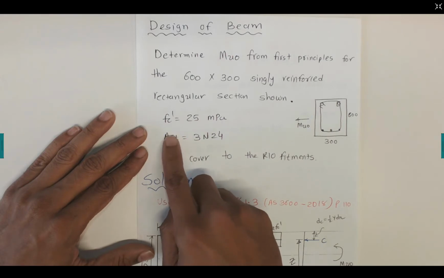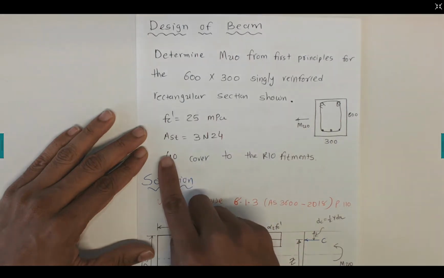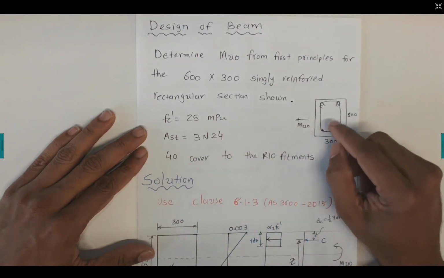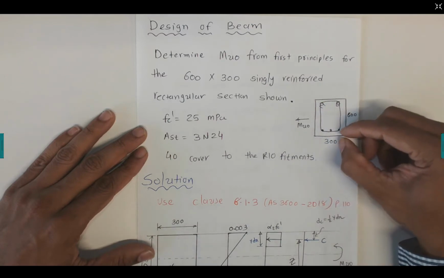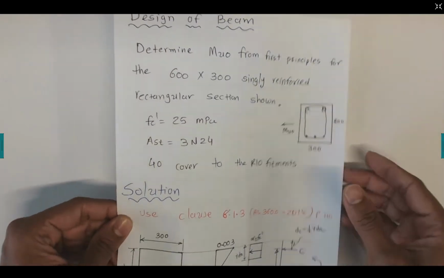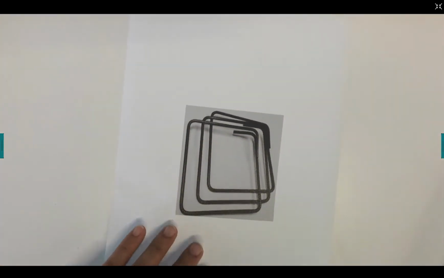To calculate the area of the steel, we have 3 N24 bars and 40 millimeter cover to the R10 fitments. So for those fitments, we are providing the 40 millimeter cover. The fitments hold the reinforcement in position, and the fitments look like this one.